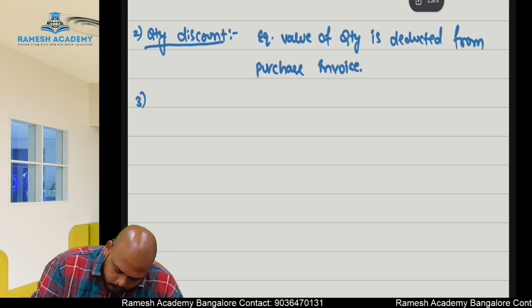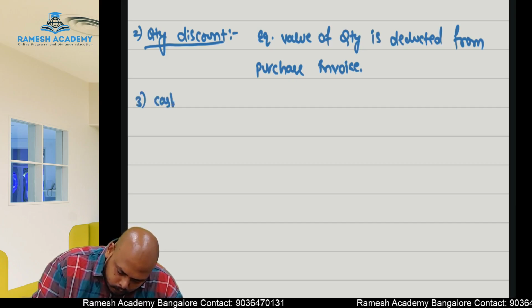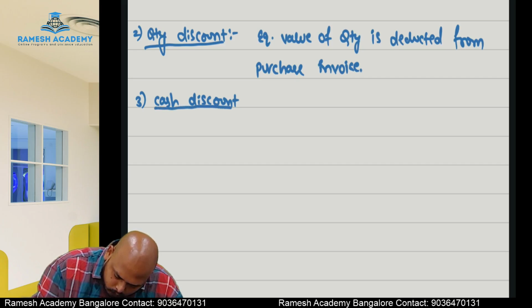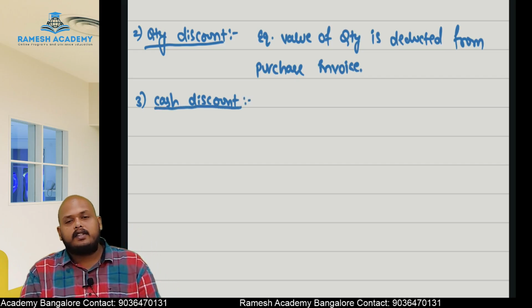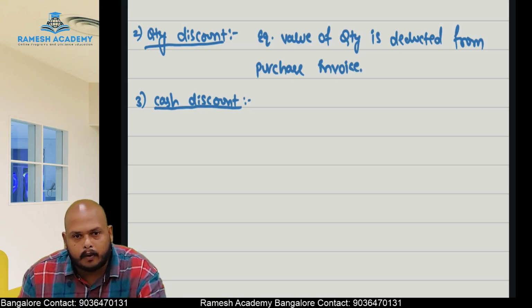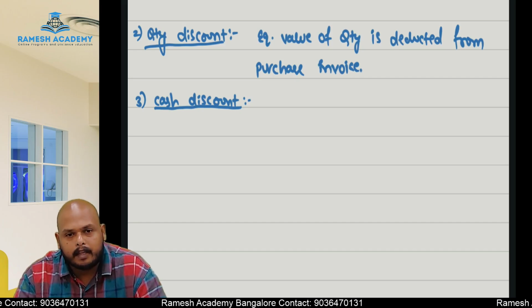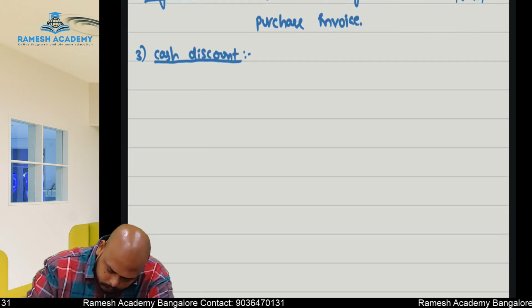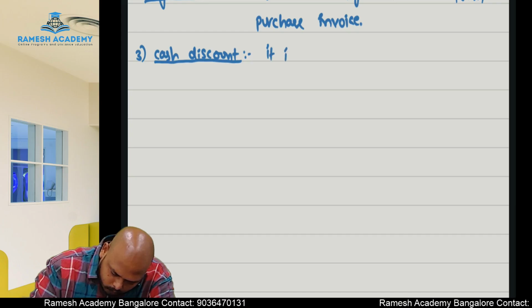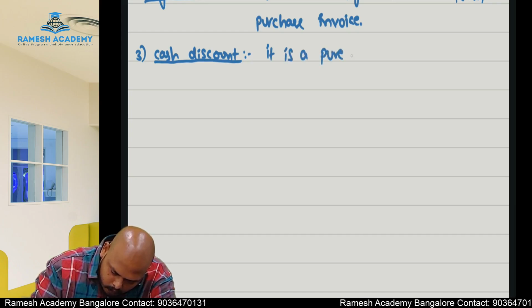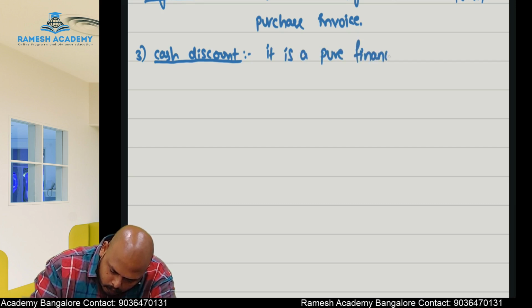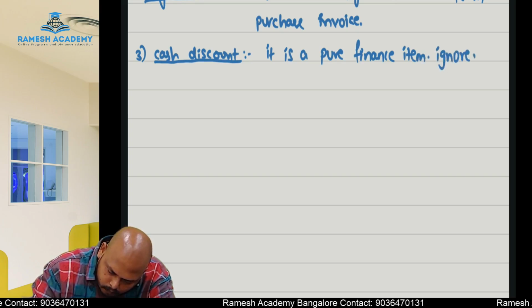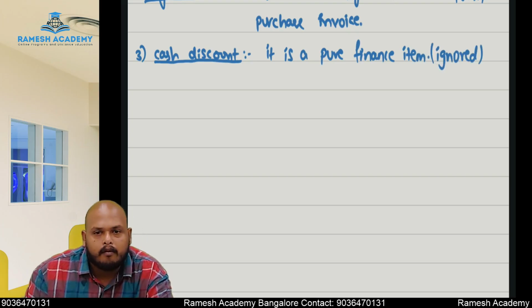Third one. If they are giving cash discount, what do we have to do? Basically, this cash discount is given for prompt payments. So it is a pure finance item. We have to ignore it.